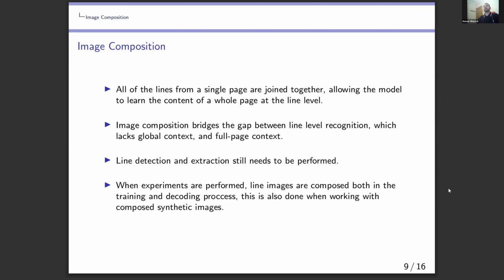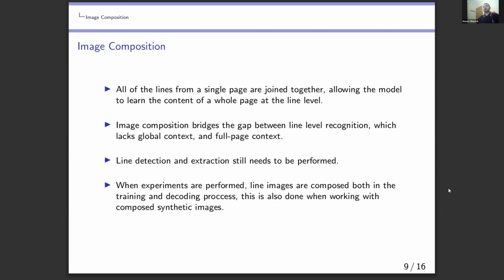This helps bridge a gap between line-level recognition and the context of a complete page, even though it lacks certain elements, such as decorative elements that are not completely captured by the line detection and extraction process, which still needs to be performed. It allows to implement different relationships between the elements at the end of one line and the start of the following one, which are really important, and also long-term relationships that can only be found when the whole content of a manuscript is explored at once.